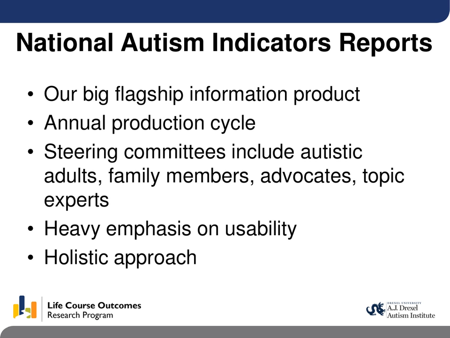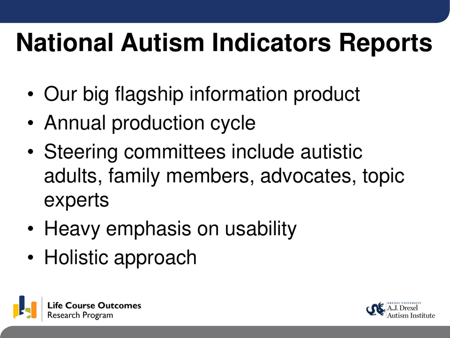Really, we have a website that you can check out. If you Google Drexel Life Course Outcomes, you'll come right to our website, and we have a ton of fact sheets and infographics and so forth. But really, our big flagship product that we do once a year is called our National Autism Indicators Report, where it's an annual production cycle on this report. We've done two so far, one in 2015, one in 2016. Our third one is forthcoming in a few more weeks, and I'll talk about that in a little while.